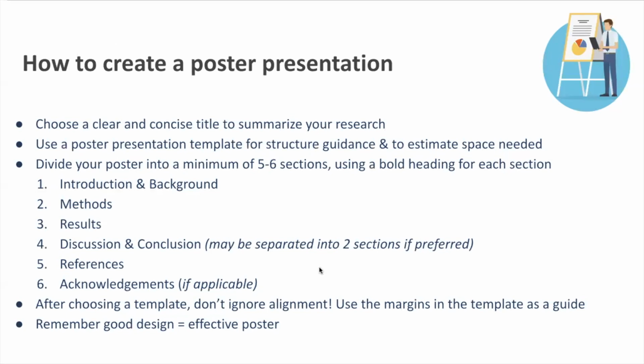Use a poster presentation template for structure and guidance and to estimate the space you need. Later on, I'm going to provide resources that talk about that specifically, so you can look into that on your own time, but I'm going to skim through this quickly. Divide your poster into a minimum of 5 to 6 sections using a bold heading for each section. So the poster sections for a case report should be introduction and background, and these two parts are replaced by case presentation. Then you have discussion and conclusion, references, and acknowledgements, if they're applicable. Acknowledgements include things like if you received funding to help pay for the poster, and so on.